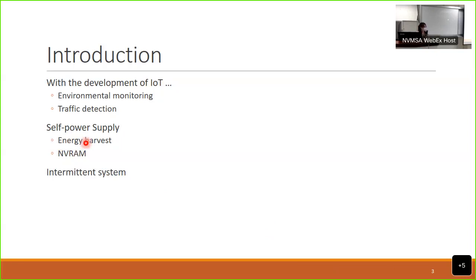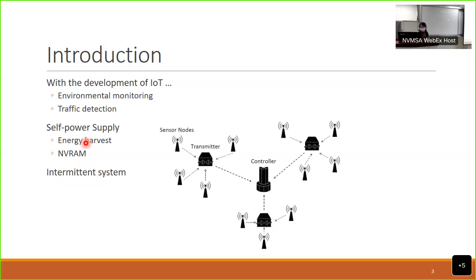So why is a system like this called an intermittent system? Because the small devices in such a system may run the program intermittently. If the power is not enough, the program on it will be paused. If the power is enough, the system will be running. So the system may be like this.